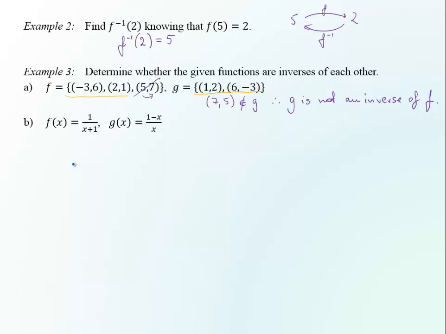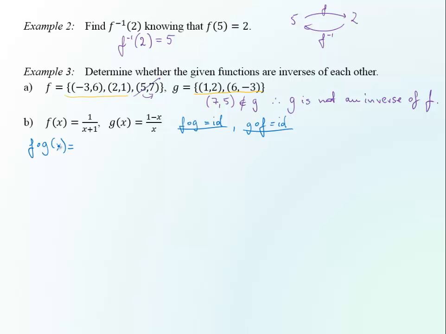Okay, but how do we find out if two functions are inverses if we are given two formulas? Well, we need to follow the definition of inverse functions, which states that the composition of f and g must be identity, and also g with f must be identity. So those are the two conditions that we need to check. Okay, let's check the first one, f composed with g of x.